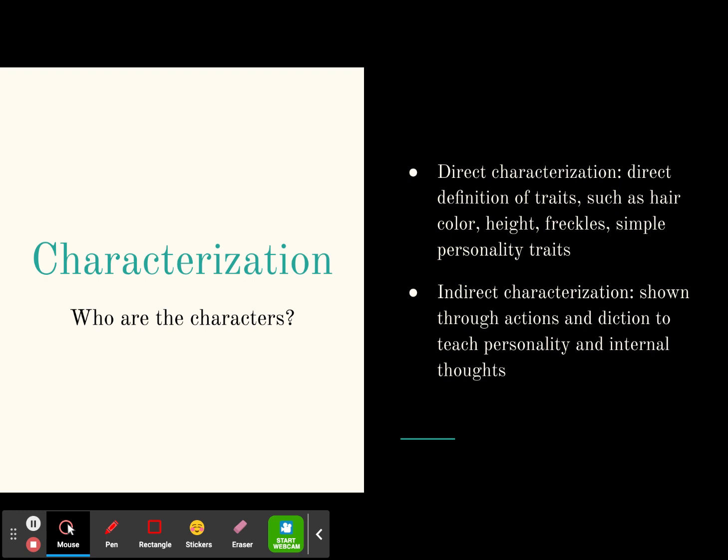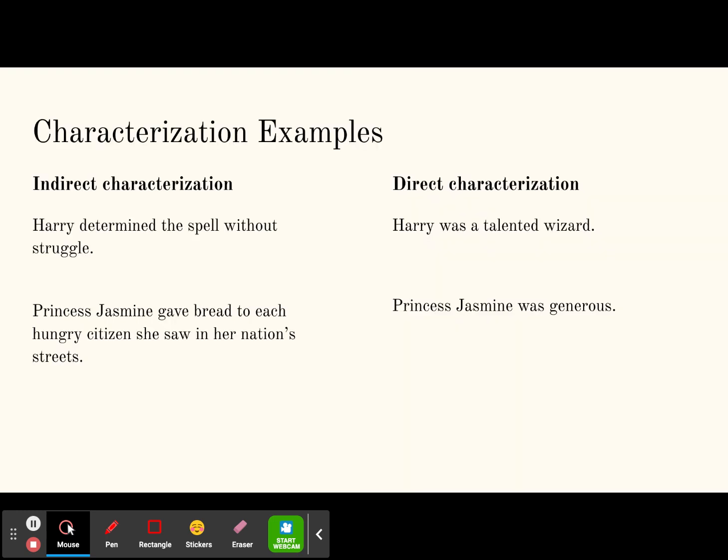And this could be a definition of traits such as their hair color, height, freckles, and simple personality traits as well. And then indirect characterization is where the author utilizes the actions and the language of the character to teach the audience about the character's personality and who they are. So that might sound a little bit complicated, so let's look at some examples to materialize this concept.